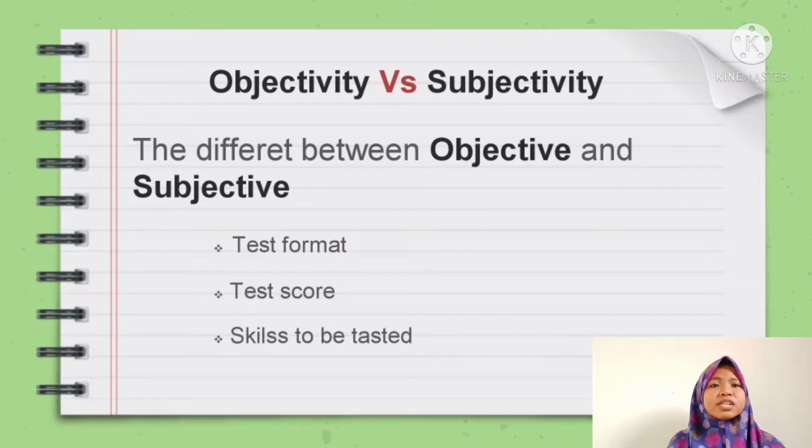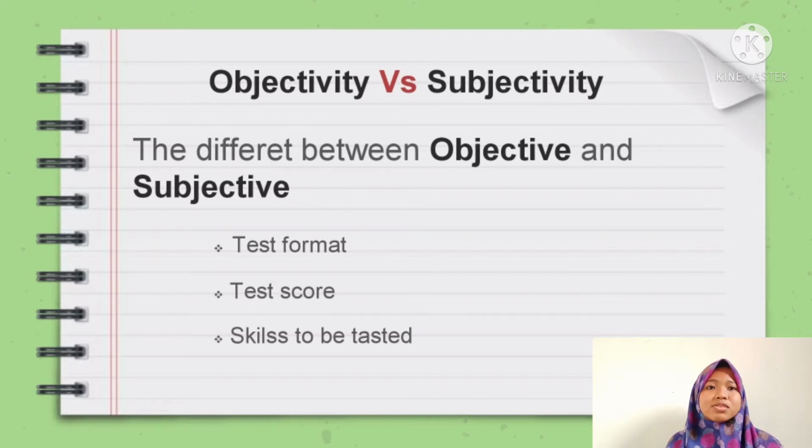These two kinds of tests are different in terms of format. Objective and subjective belong to different kinds of tests. The differences between these two kinds of tests are about the format, the score, and the skill to be tested.